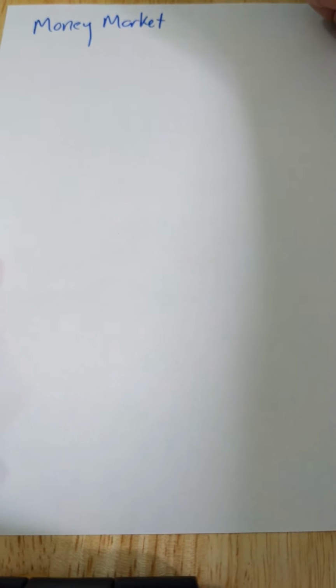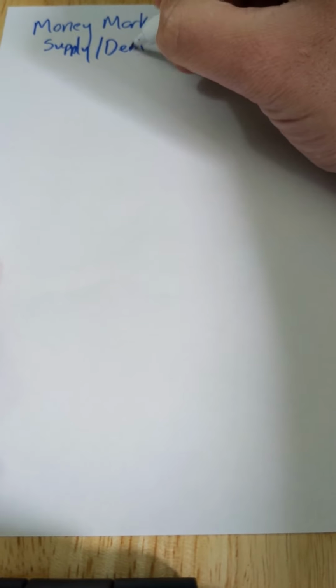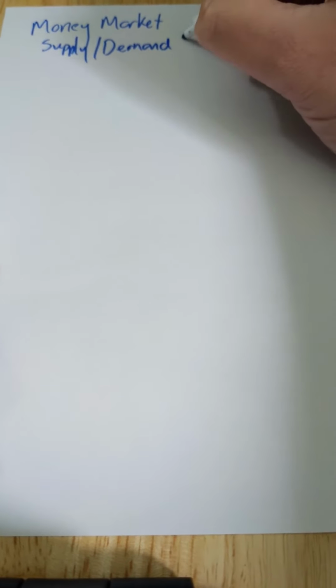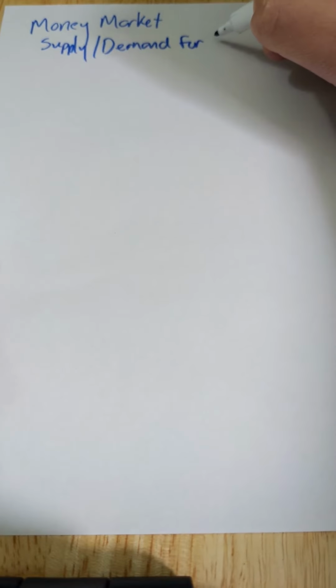All right, in this video, we're going to be talking about the money market and the money market graph. Like most of the graphs we've done, it is basically a supply and demand graph, and it's a supply and demand graph for the money in the economy.